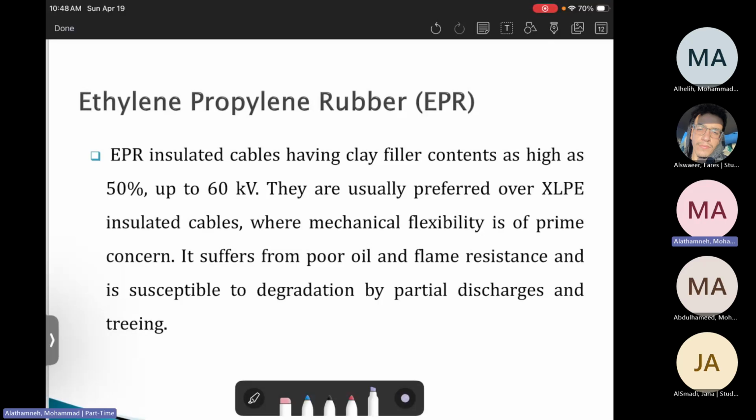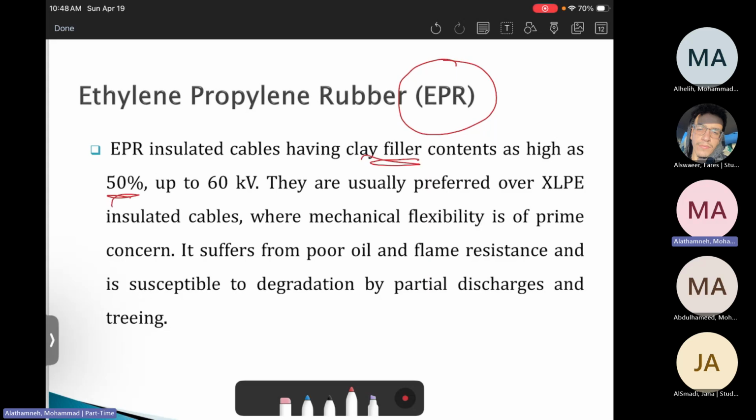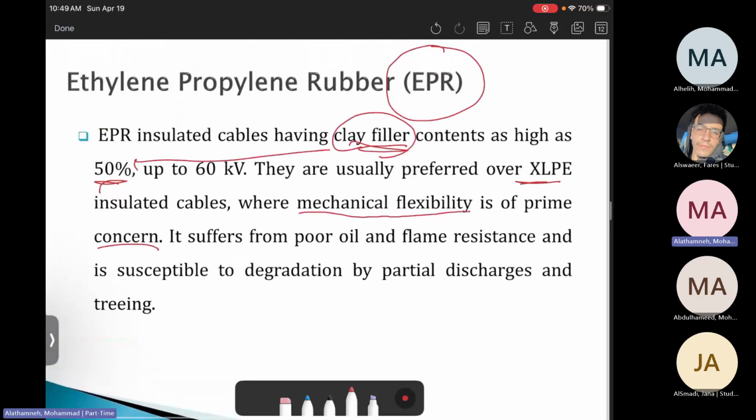Okay, ethylene propylene rubber, which is called EPR. Some of the insulation materials are based on EPR. EPR insulated cables have fillers, clay fillers, up to 50%. They are usually preferred over XLPE insulated cables where mechanical flexibility is the prime concern, but they suffer from poor oil and flame resistance, and are also susceptible to degradation by partial discharge and treeing. The disadvantage is basically the overall cost.